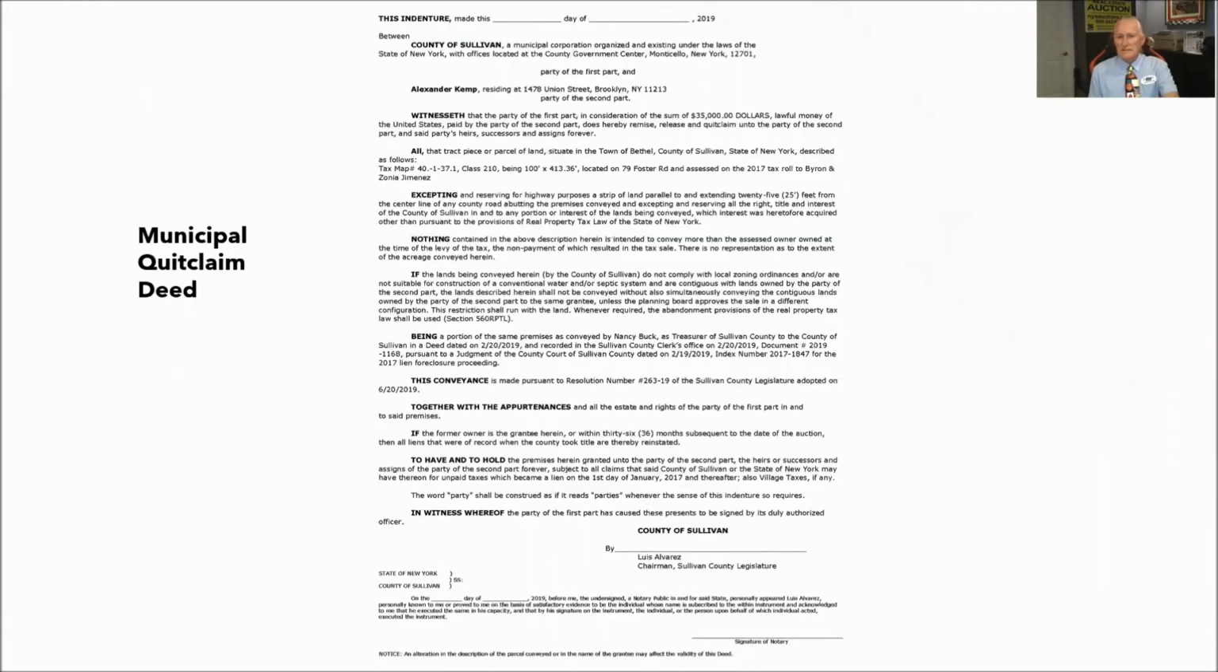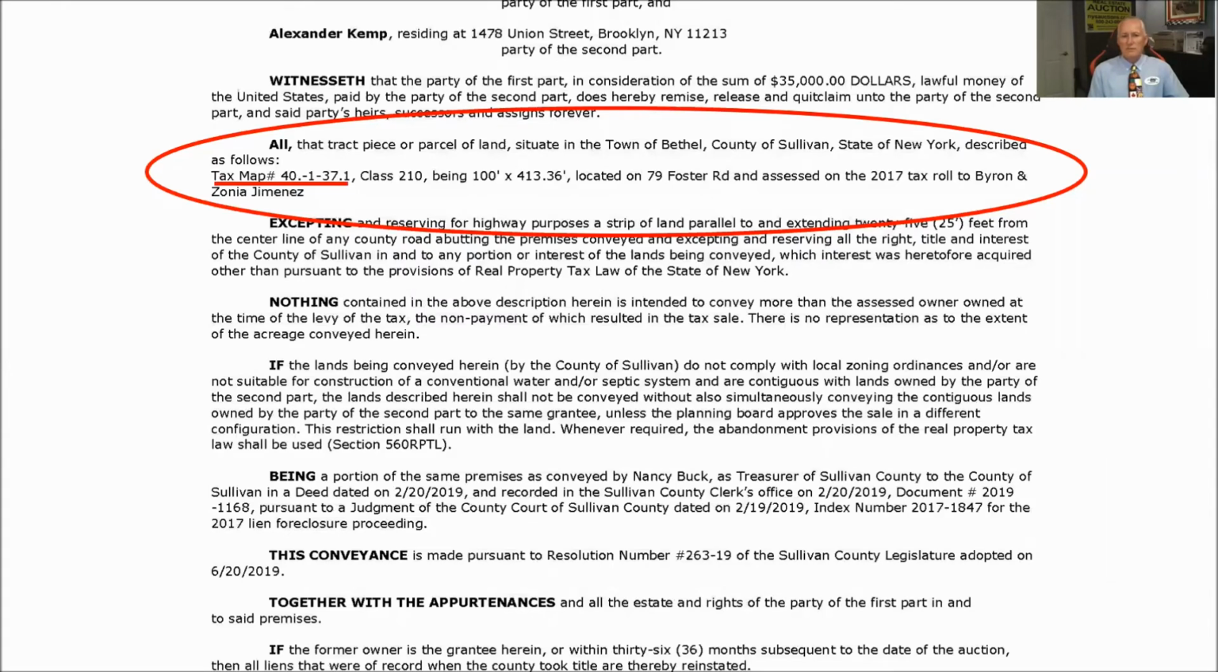Here's what the deed looks like. Typically, it's a one-page quitclaim deed. It's very simple. This one from Sullivan County is a little more descriptive than we've seen in others. Let me just zoom in and let you see what I'm talking about.